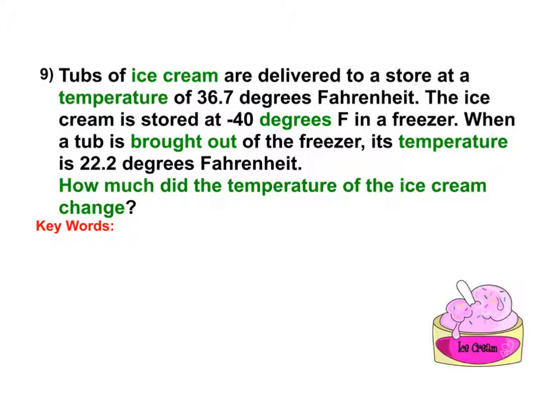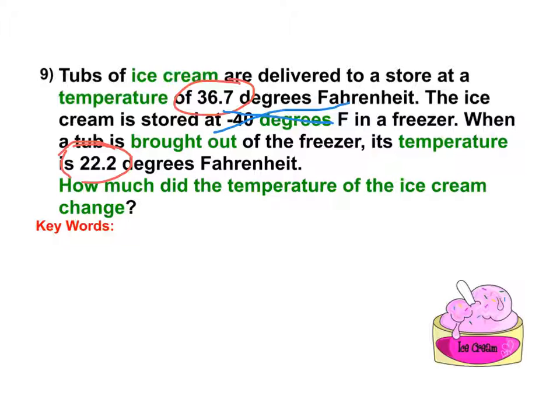So the first thing we want to do with this problem is determine which of the temperatures given to us are the temperatures of the ice cream. So when we take a look at it, the first temperature, this 36.7, is our starting temperature, and the 22.2 degrees is our ending temperature. So notice the negative 40 degrees is telling us about the freezer. So it is unnecessary for this particular problem. So don't let that confuse you. Just because there are 3 numbers doesn't mean you have to use all 3.